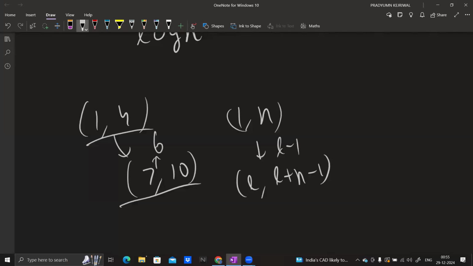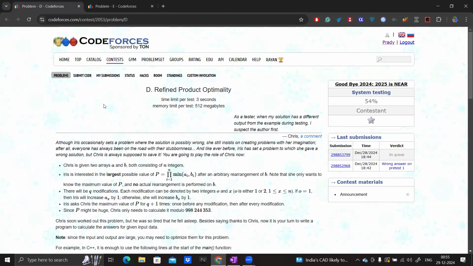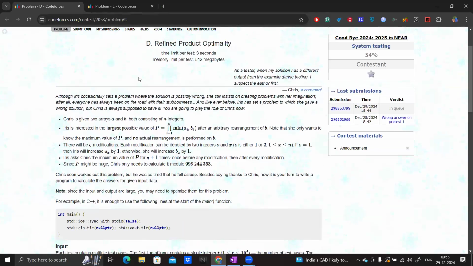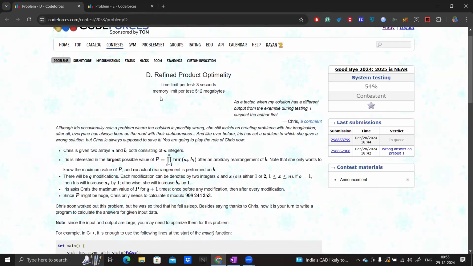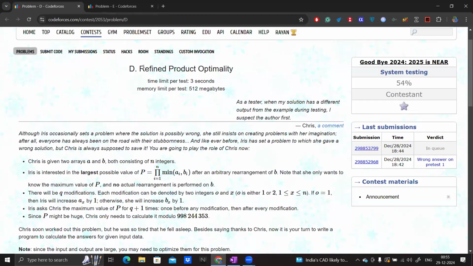Yes. Okay, so let's move on to the next problem. Problem number D. This one is actually pretty simple. I think for Div 2 D, it is pretty simple. So yeah, let's go ahead.